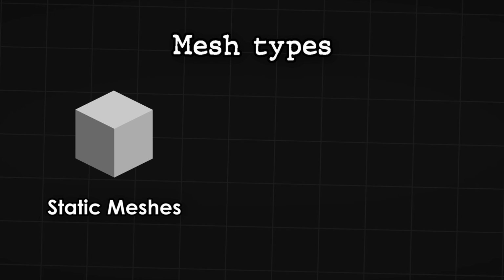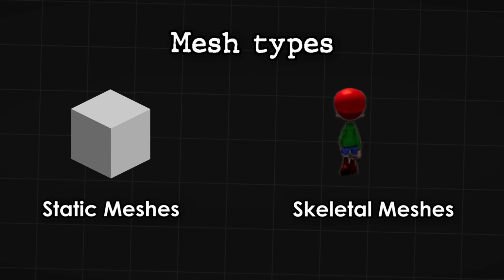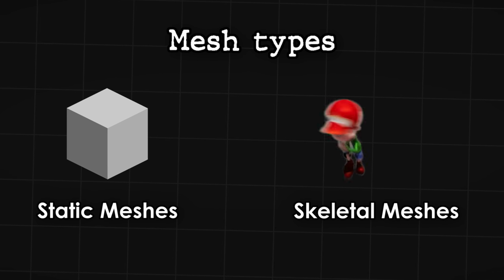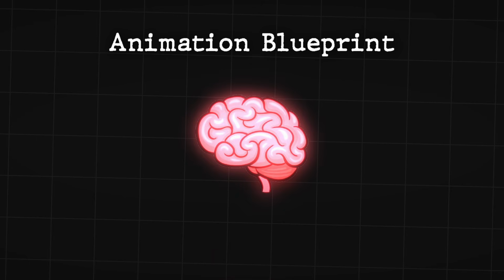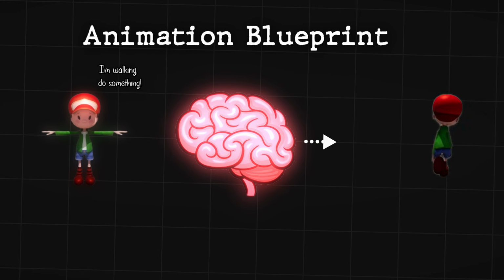Static meshes, which you've likely seen already, and skeletal meshes, which have bones that can move to create different poses, like a real body. So the animation blueprint is basically the character's brain. It receives information from the character, like if it's walking. If it is, it makes the character visually walk.